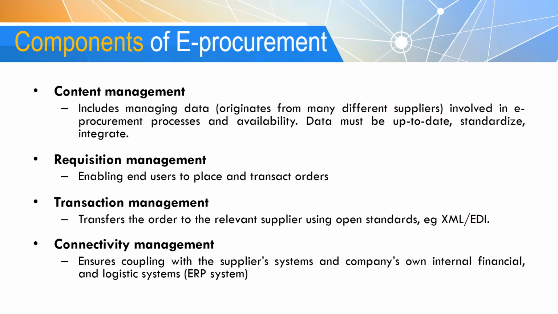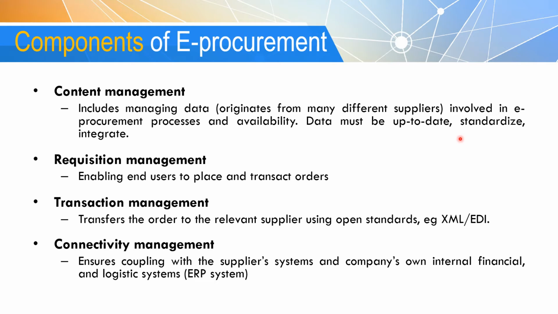Okay, class. So components of e-procurement. So what should we have when we talk about e-procurement? Apa yang sepatutnya ada? First is of course the content management, which includes managing data. Mesti ada function untuk manage the content, which is ada untuk manage data. Okay, originates from many different suppliers involved in e-procurement processes and availability. Data must be up to date, standardized and integrated.